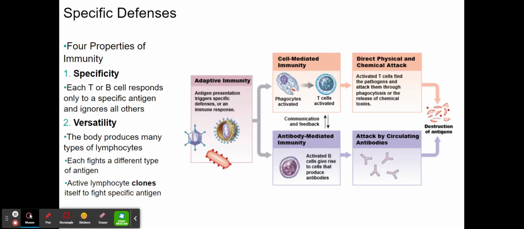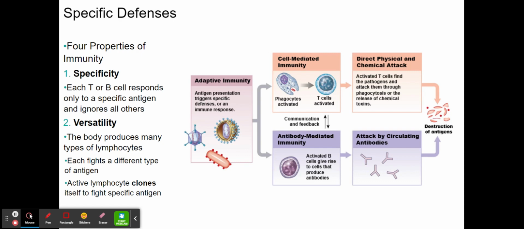Regardless of the form, adaptive immunity has 4 general properties: 1, specificity, 2, versatility, 3, memory, and 4, tolerance. A specific defense is activated by a specific antigen, and the immune response targets that particular antigen and no others. Specificity results from the activation of appropriate lymphocytes and the production of antibodies within targeted effects.